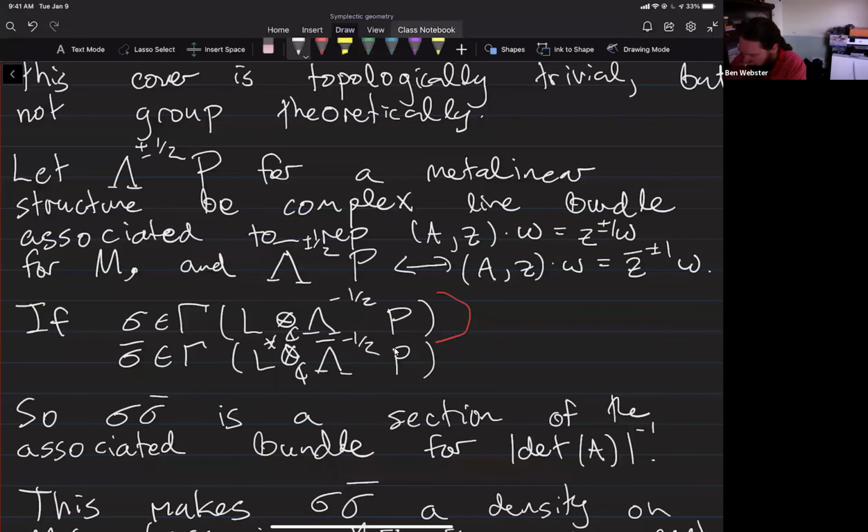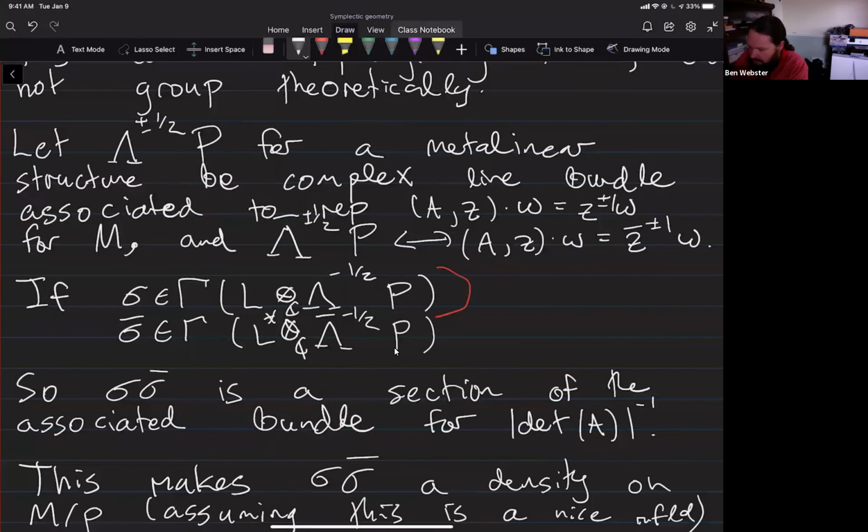All right. So if I take sigma times sigma conjugate, that's a section of L dual tensored with not the dual of the half form bundle, but the complex conjugate of it, because I'm not assuming that Z is a unit complex number. It might not be because the determinant might not be. I'm getting the conjugate action, right, by Z conjugate inverse.